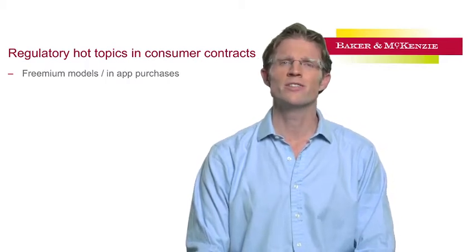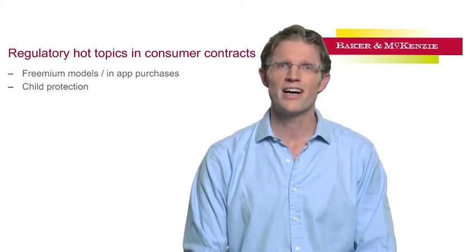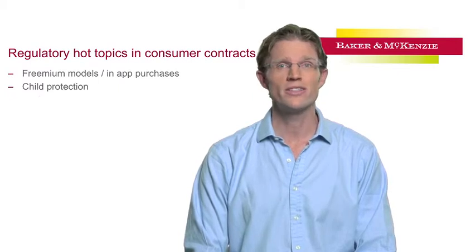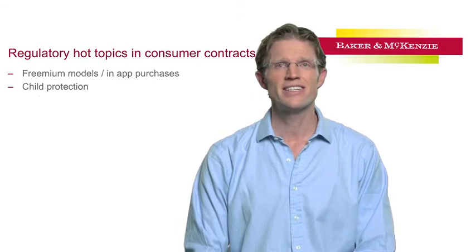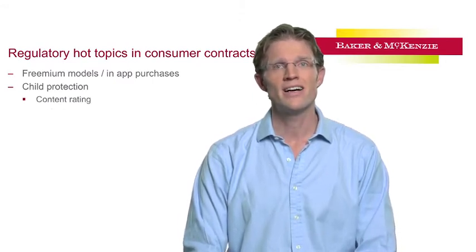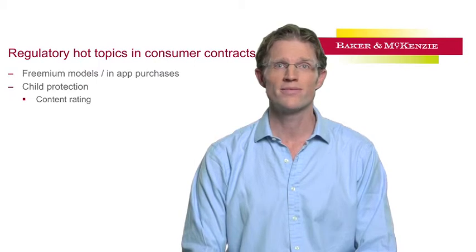The second hot topic worth thinking about is child protection. If the product you're building is targeted at children or has a reasonable expectation that children will use it, there are rules that may apply. There's three things to think about here. The first is content ratings. Are there any rules around films, music, games that require you to apply a rating to a product?